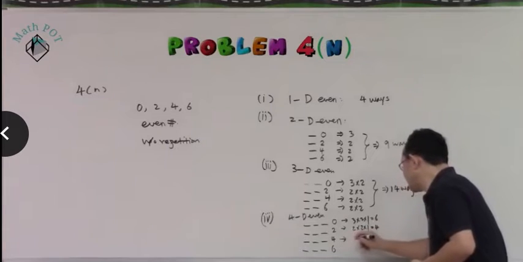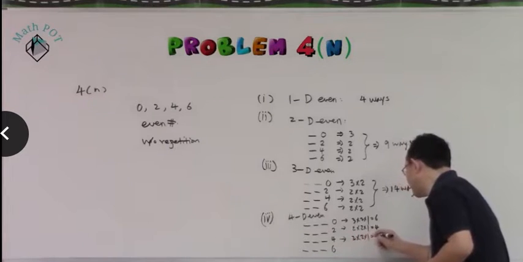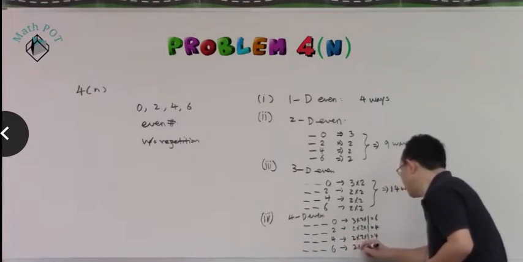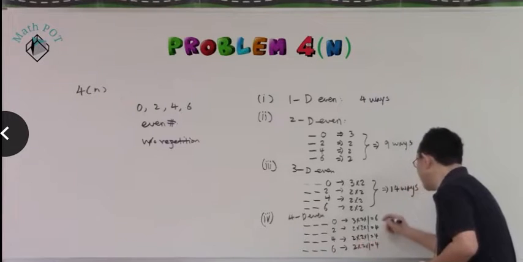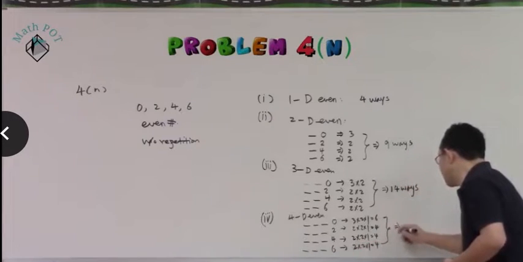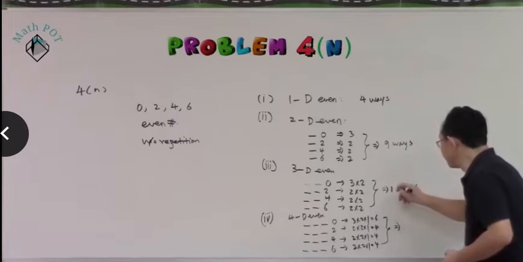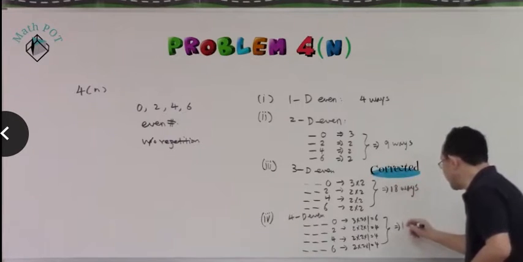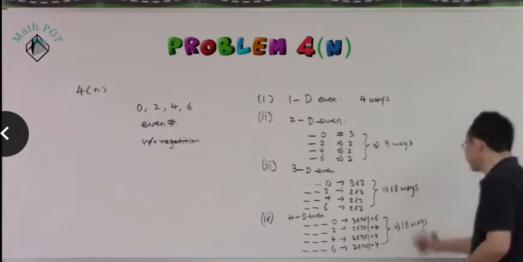Of course, same thing here. This is nothing but 2 times 2 times 1. That gives us 4. Of course, this is nothing but still 2 times 2 times 1. That gives us 4. Of course, add together, here is 18. So we end up with nothing but 18 ways.